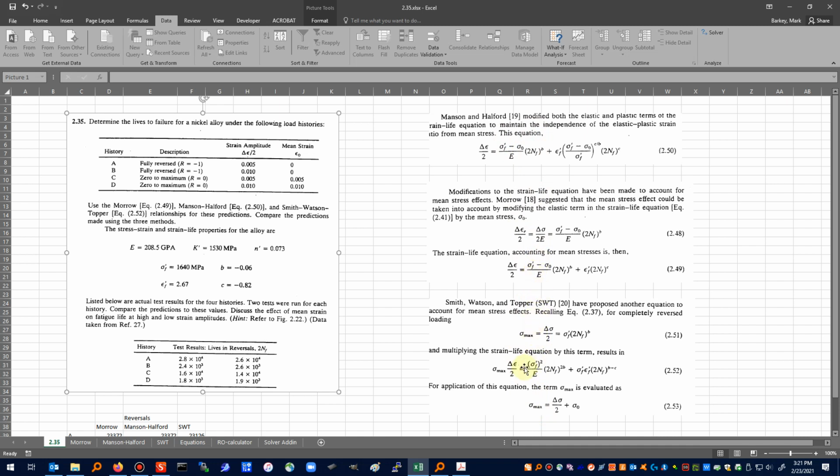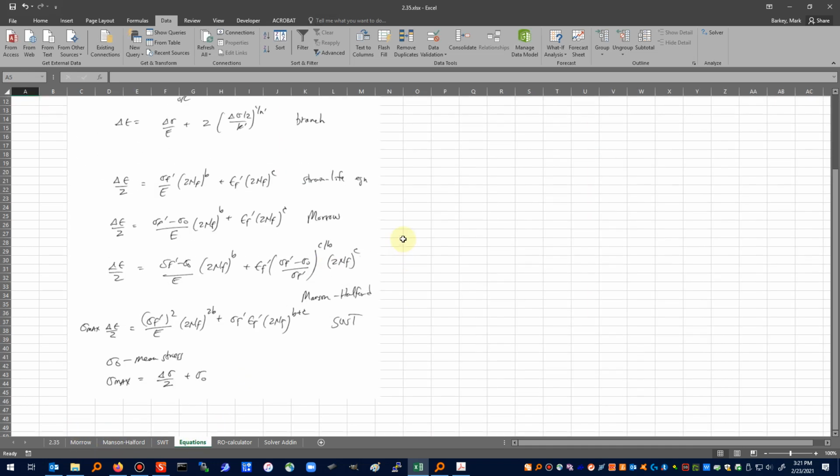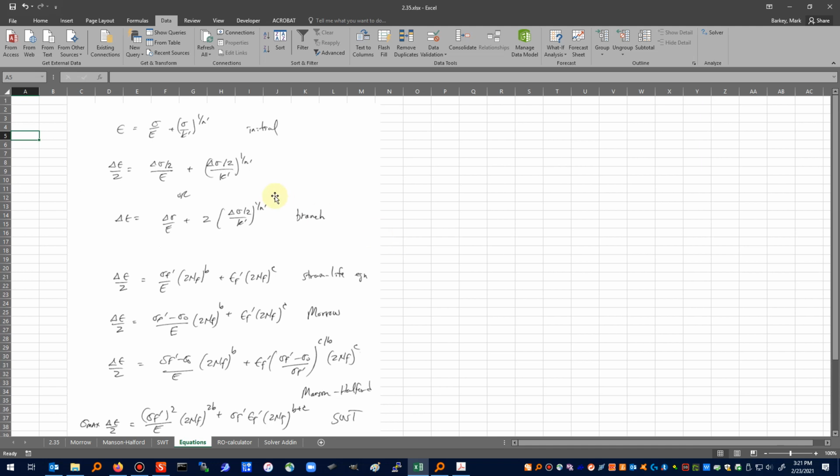Manson-Halford, Morrow, modification, Smith-Watson-Topper. I have tabs for each one of these. I have a page here where I just have the equations, which basically we've seen before, but I also have the addition of the initial hysteresis excursion and the hysteresis branch equation here.